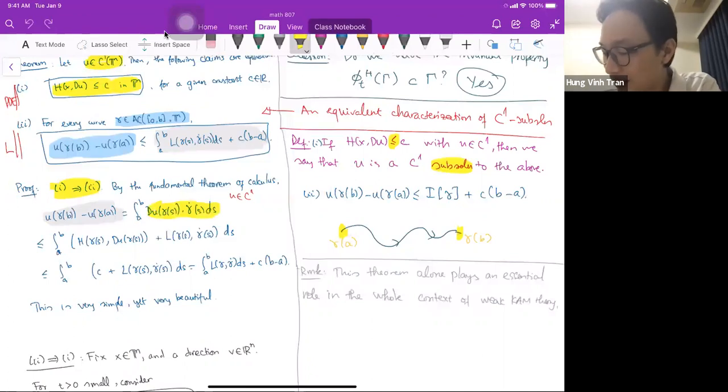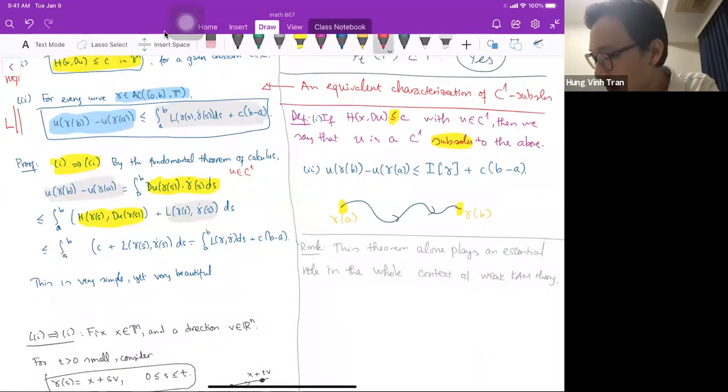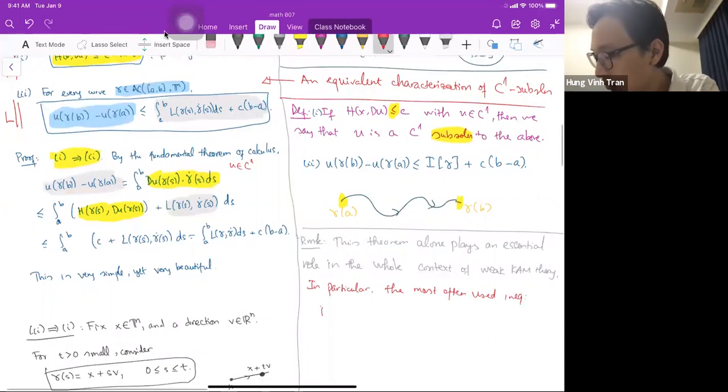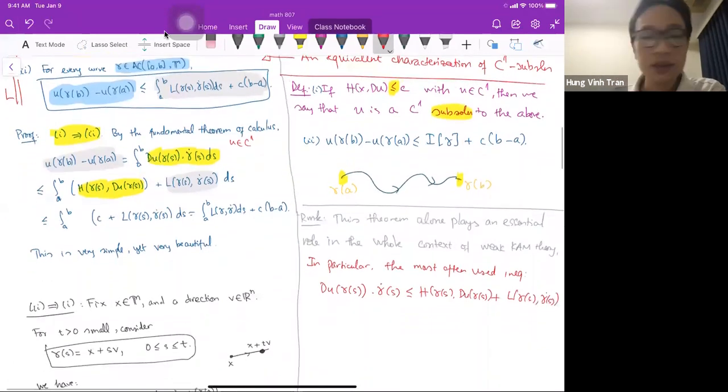important inequality in duality theory. We are saying that du dot with gamma dot is less than or equal to H of gamma du plus L of gamma gamma dot. And let me emphasize here, in particular, the most often used inequality is going to be that du of gamma s gamma dot s is less than or equal to H of gamma s du of gamma s plus L of gamma s gamma dot s. Okay. So we are using that.